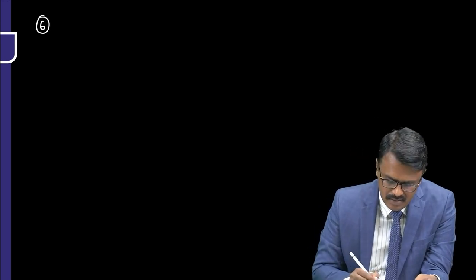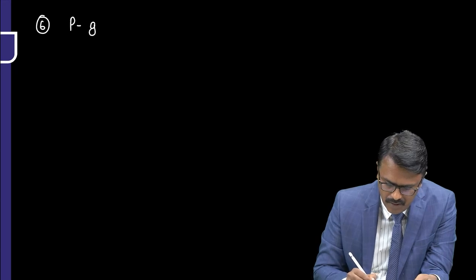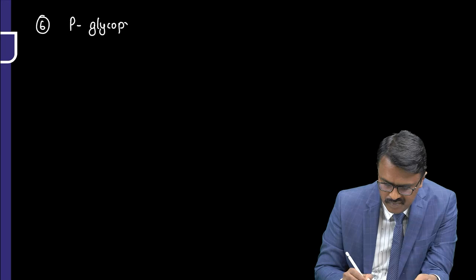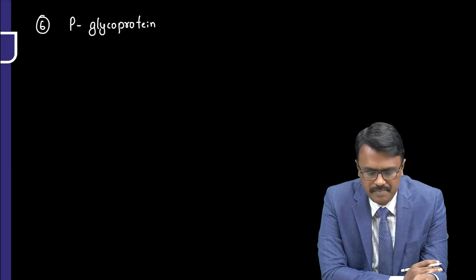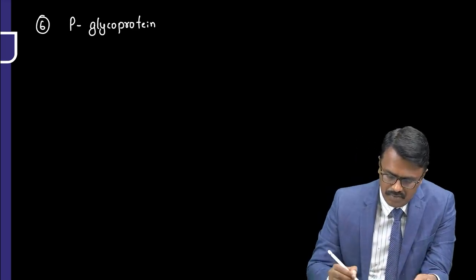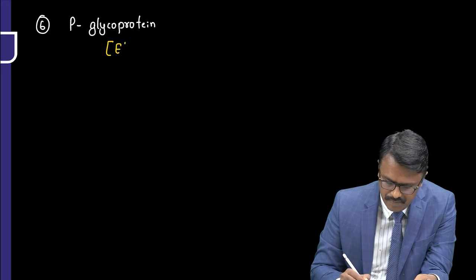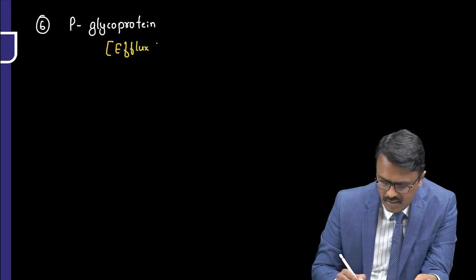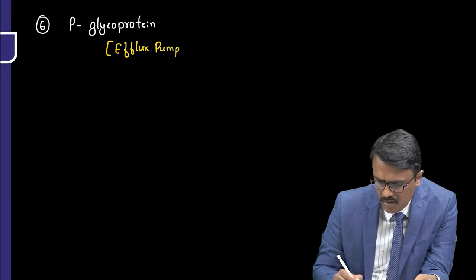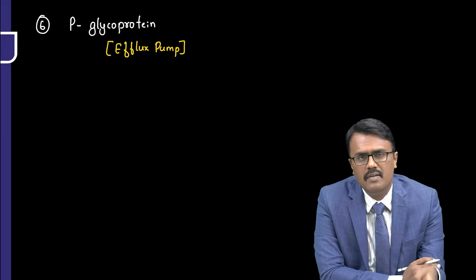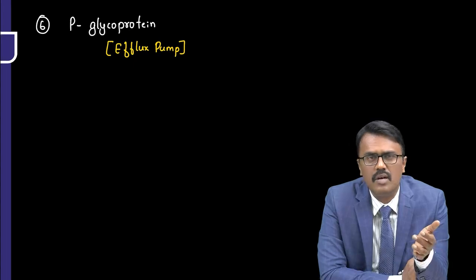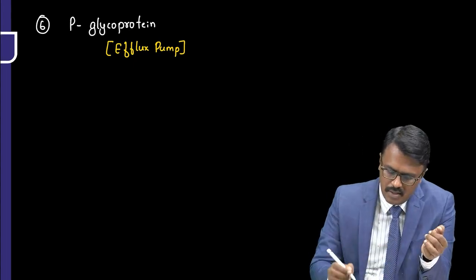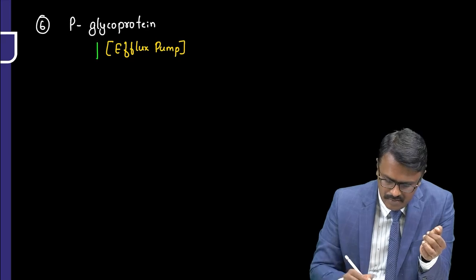The sixth factor. What is the sixth factor? There is a protein called P-glycoprotein. P-glycoprotein stands for permeability glycoprotein. Now what is the role of it? It's an efflux pump. Sir, what do you mean by efflux pump? The name itself is telling you: a pump which will throw something out. Sir, what does it throw out? Let us see.